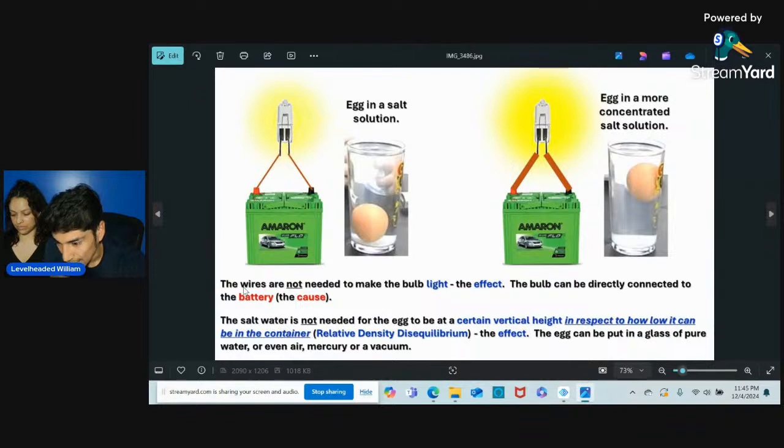It's two different ones. So the wires are not needed to make the bulb light, the effect. The bulb can be directly connected to the battery, the cause. Okay. The salt water is not needed for the egg to be at a certain vertical height with respect to how low it can be in the container. The effect, the egg can be put in a glass of pure water or even air, mercury, or vacuum.